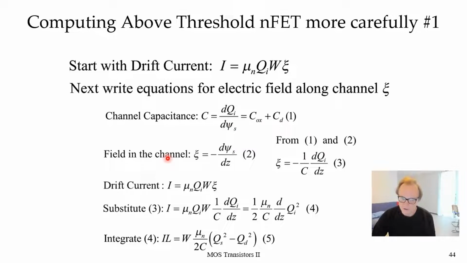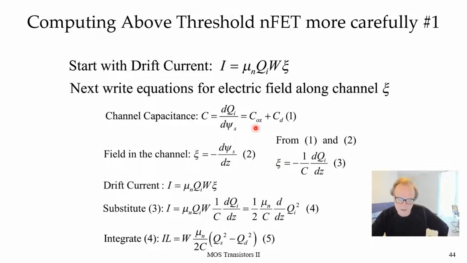We also know that the electric field in the channel is minus d psi S, dz, where z is along the channel. So the derivative of the potential along the channel is exactly the electric field. Combining these two equations, 1 and 2, we find that the electric field along the channel is equal to minus 1 over C times dQi dz. So how does that come about?